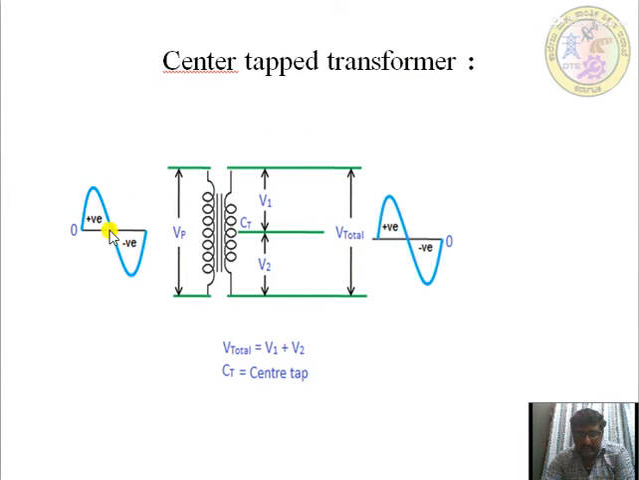Positive as well as negative, the sine wave has been represented through the transformer. So we will be having two voltages, V1 and V2, so V total is equal to V1 plus V2, and CT is represented as a center tap. So whatever the input will be, the same will be the output.